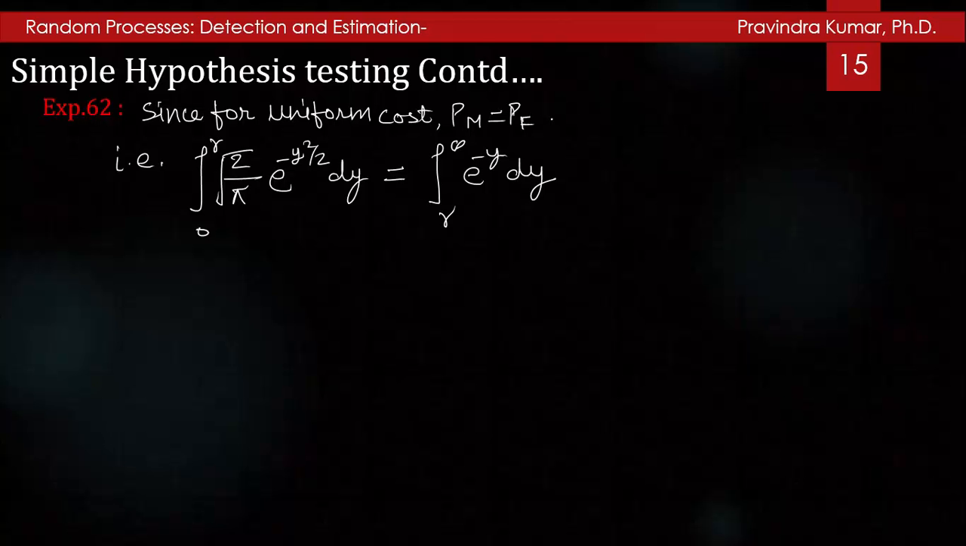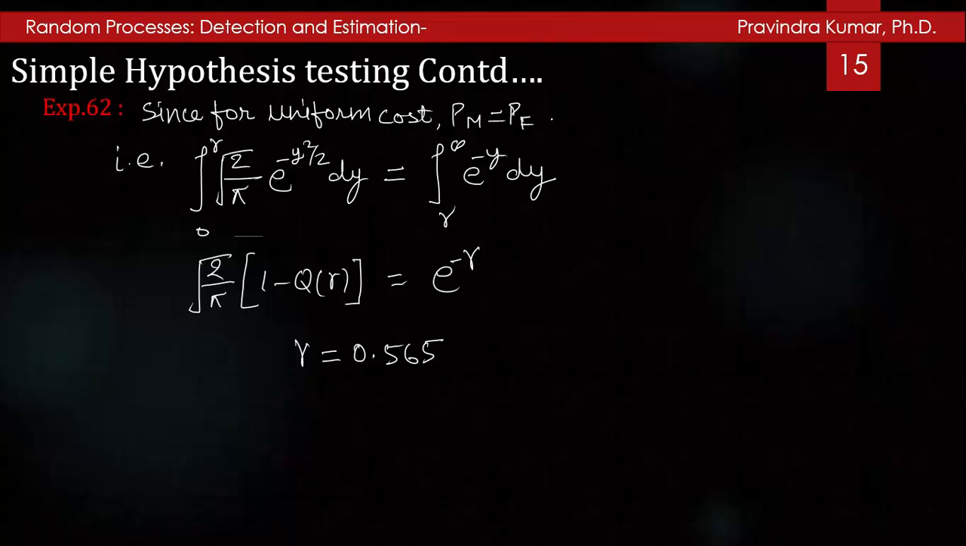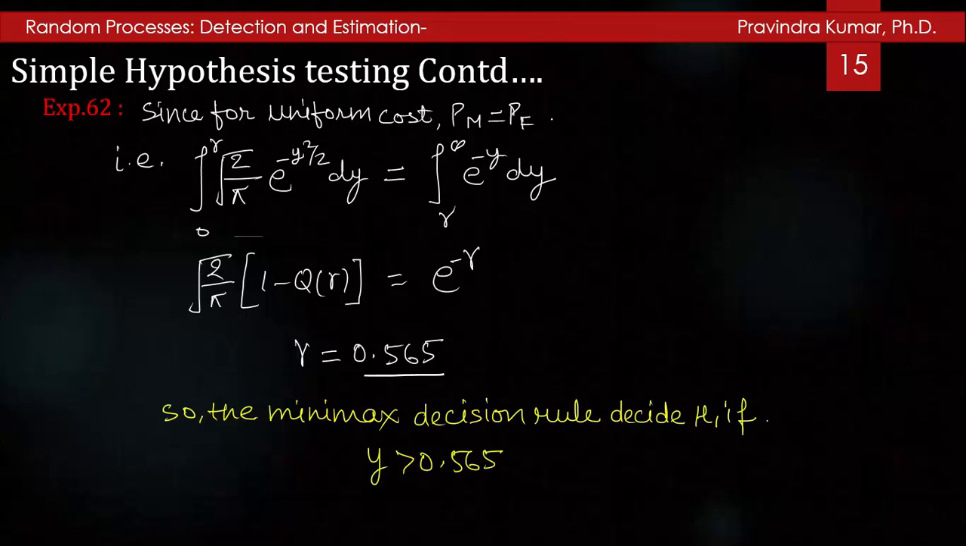So putting these two integrations equal, we will get 1 over square root of 2 by pi times (1 minus Q(gamma)) is equal to e to the power minus gamma, and after solving this you will get gamma equal to 0.565. The threshold value is 0.565. So the Minimax decision rule decides H1 if y is greater than 0.565, and the Minimax rule decides H0 if y is less than 0.565. So this is the Minimax rule.